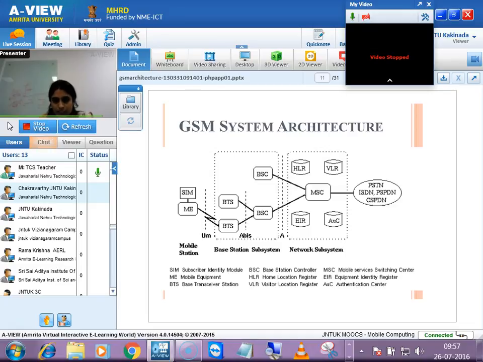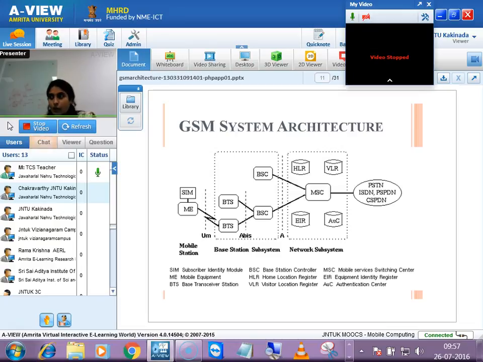Coming to the base station subsystem, here you have the BTS. BTS is the base station transceiver, that is, transmitter and receiver. BSC is the base station controller. Controller in the sense that many base stations are present under this base station controller. What activities it does, we'll see in the next slide. The other part is the network subsystem, where we have the MSC. MSC is the mobile switching center, and it is mainly responsible for paging information and broadcasting kind of things.